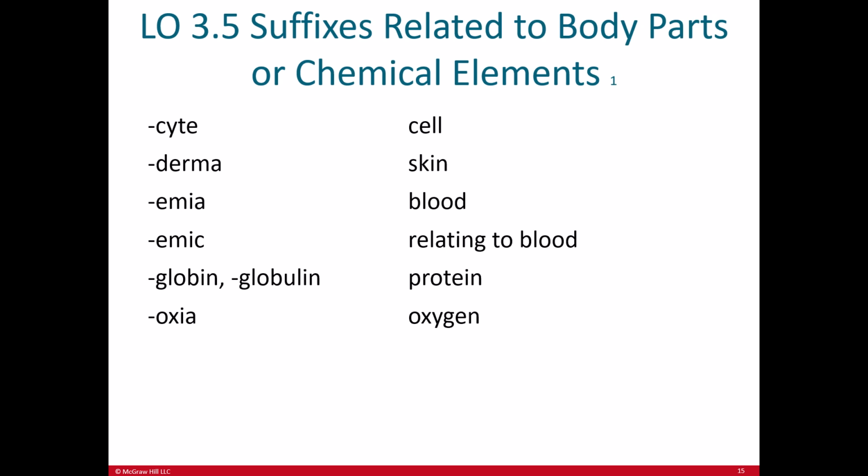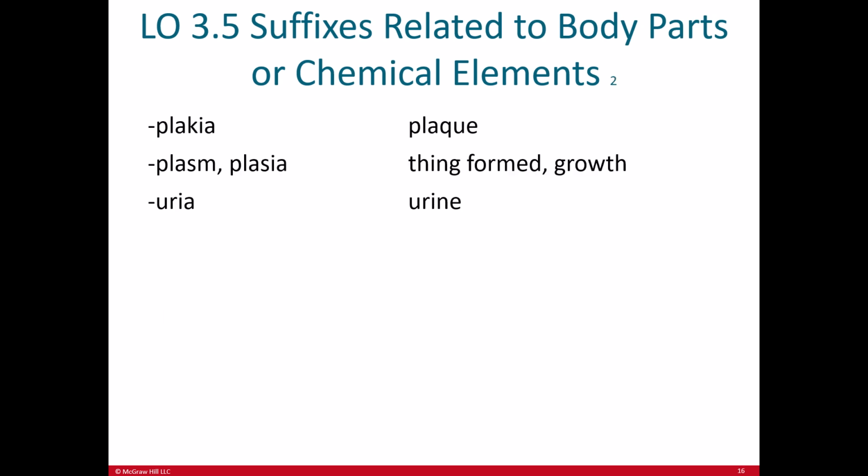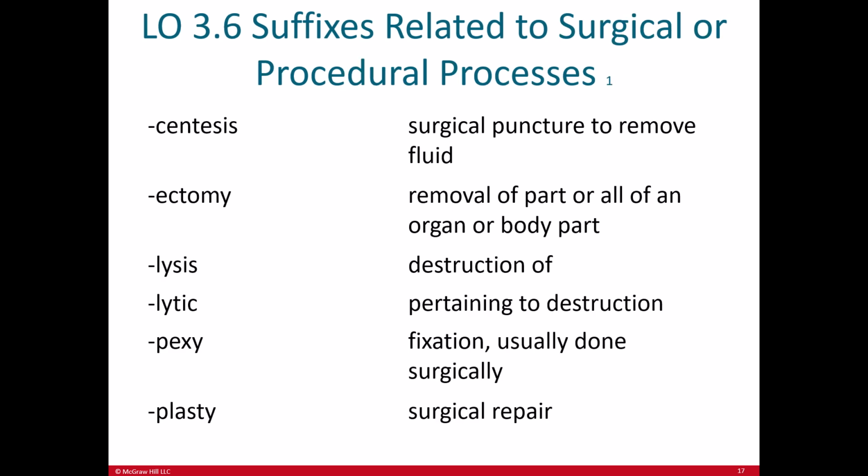Globin or globulin is a protein. Oxia, this one's pretty easy-ish because you have the ox in there, which means oxygen. Hope you remember. Then we have plaquia, which means plaque. Then you also have plasm or plasia, which is thing formed or a growth. Remember, we have neoplasm, that's new growth. Neo is new, plasm is growth. And then urea. Urea is urine. This one's a pretty easy-ish one to remember.